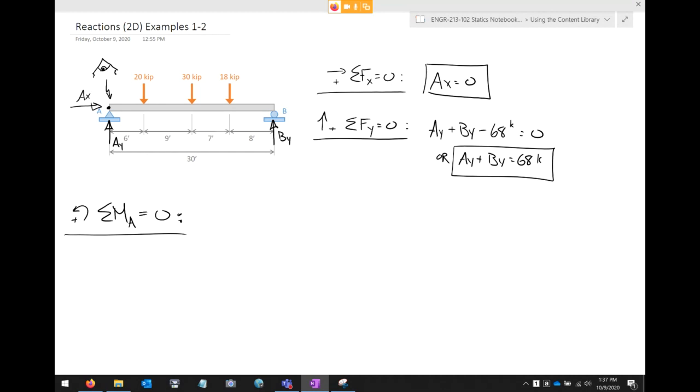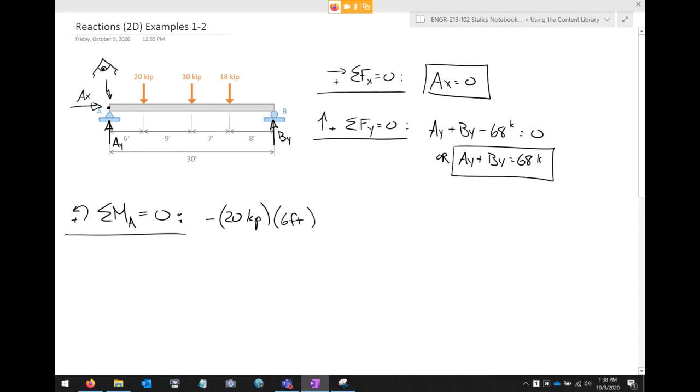Do AX and AY cause any moment to be generated at point A? And the answer is no, because they go right through A. So we just need to start with each of these loads that are applied on top of the beam. So let's start off with the 20 kips. Let me ask you a question. Does that 20 kip load generate a positive bending moment at A or a negative bending moment at A? Negative, exactly right. And how far is it from A? What is the moment arm from A? Six feet. Exactly right. There's our moment.